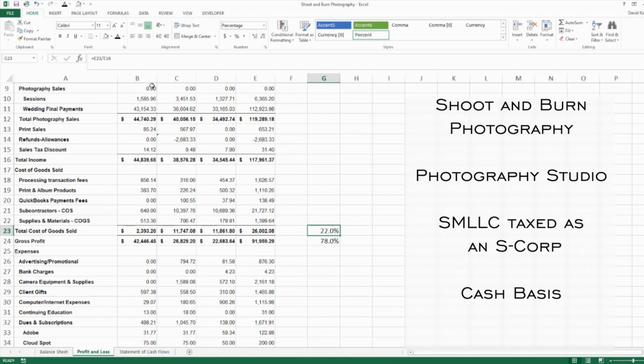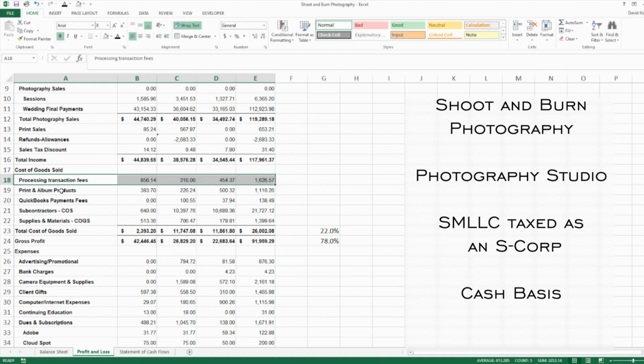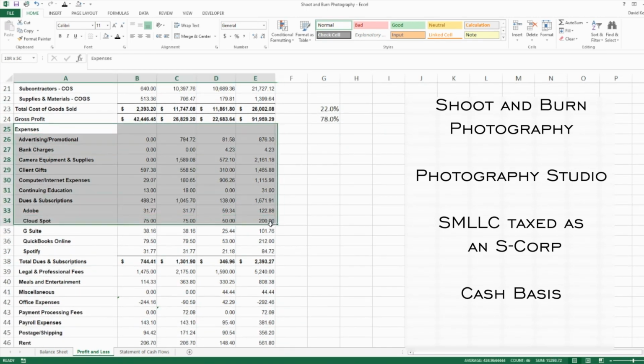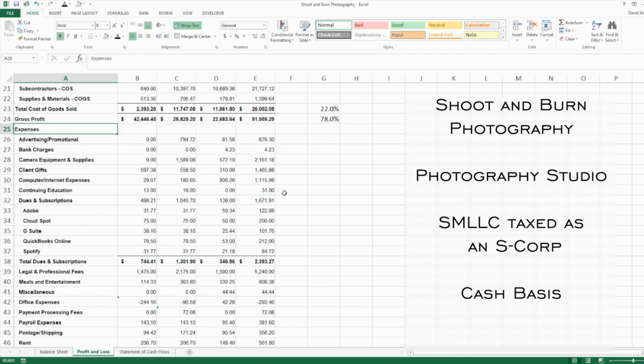And that 22% is made up of processing fees, print and album products that you're giving to clients, QuickBooks payment fees, subcontractors that are helping you work the event, and then just miscellaneous supplies and materials, things that you'll kind of use on the day of a wedding and then never use again. But that's very important to know because now you know that for every dollar that comes in, you have to pay out about 22%. So this will help you plan and budget, because now that you know you get to keep 78%, that 78% goes to things like your overhead expenses, which are shown below gross profit here.